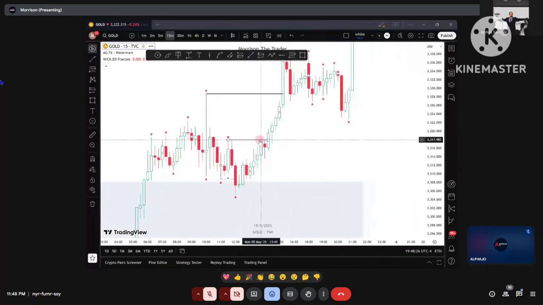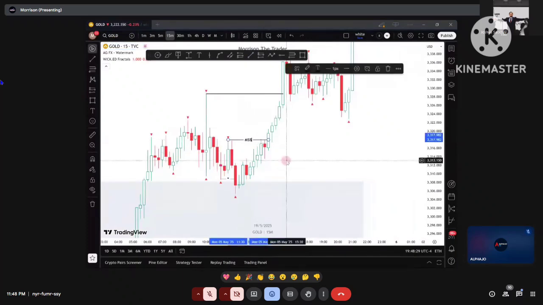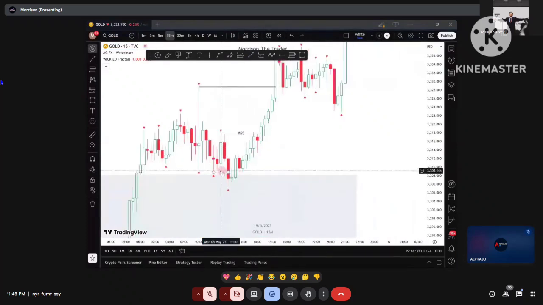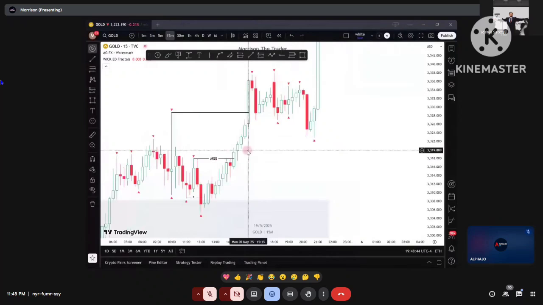Right there. Market structure shift. Low was swept into the fair value gap. Price then went above what? What do you see here? A high. Price went above it. Multiple fair value gaps here, right?